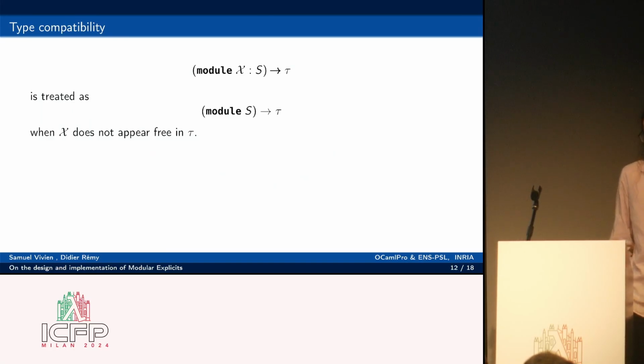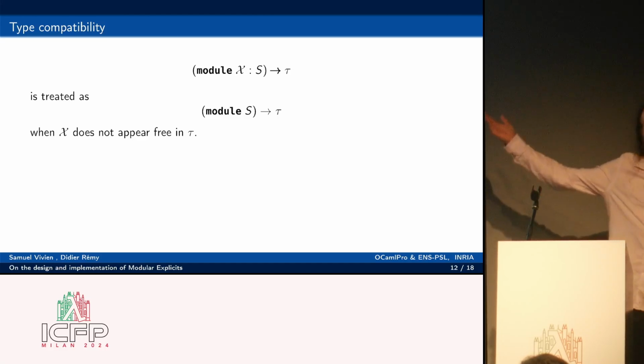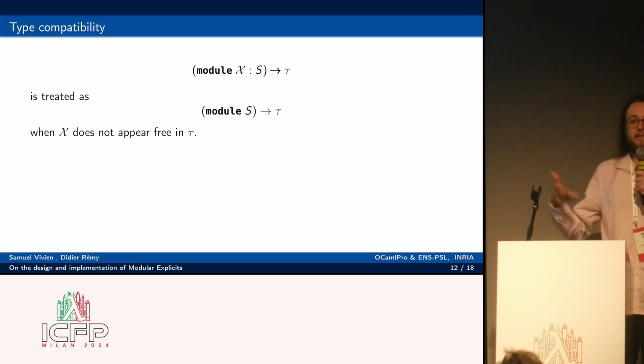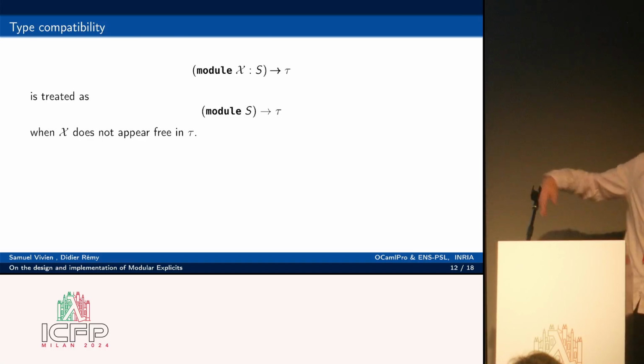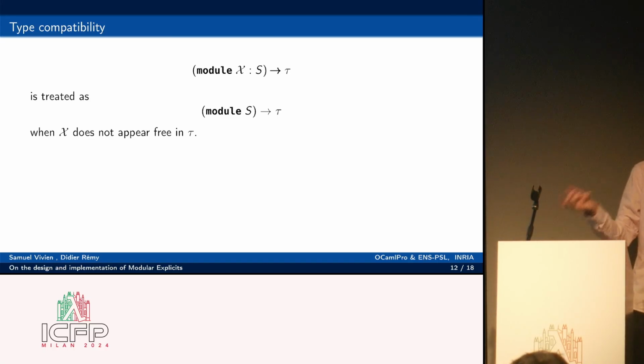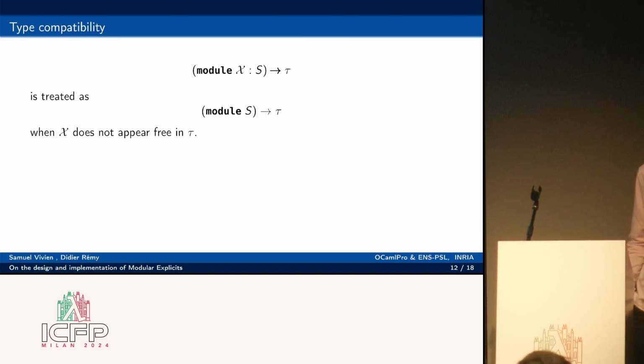However, we define both types to be compatible. In the cases where x doesn't appear in the return type, we have a module-dependent function that is not exactly dependent. So in these cases, we define both to be equivalent, and typing just goes from one to the other, depending on which one is more expressive for the use case we're going to do.